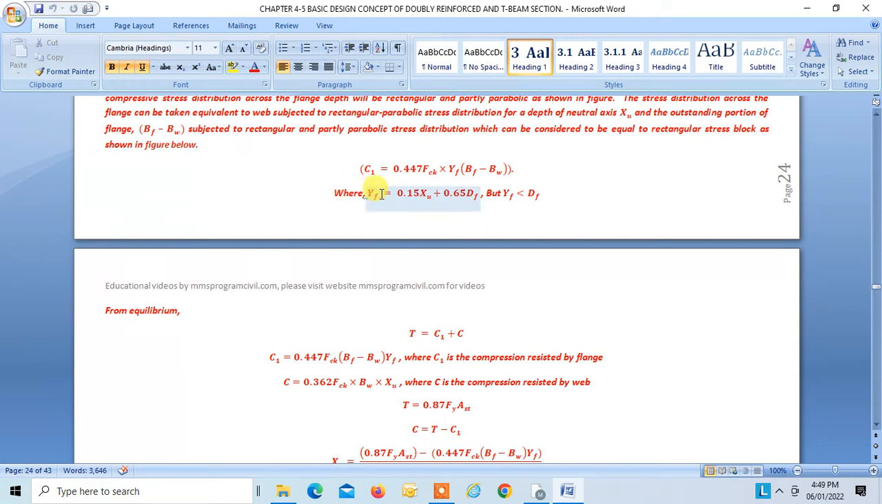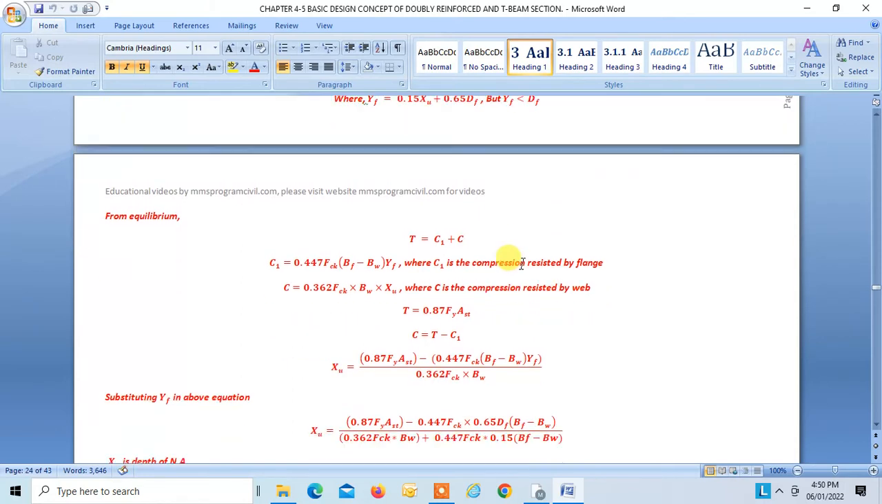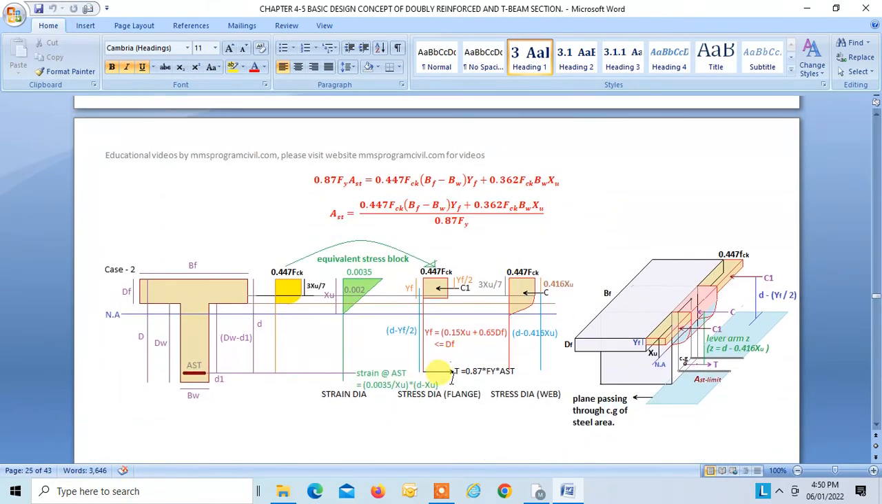Now YF, the code says we have to take as 0.15 XU plus 0.65 DF, and YF has to be less than DF, right? So from the figure we can see for equilibrium T has to be equal to C1 plus C, okay? C we know it is 0.362 FCK into BW into XU, okay? That is C. This is your lever arm, D minus 0.416 XU, and the lever arm for C1 will be, this is YF, okay? So this will fall at the center of YF, so this will be equal to D minus YF by 2, okay?